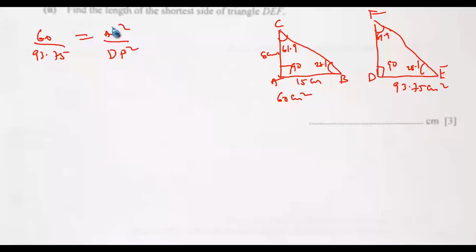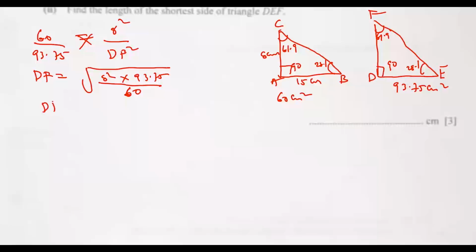And AC squared, let me key in the value straight away here. So it will be 8 squared. So now if you cross multiply and solve for DF, DF will be equal to the square root of 8 squared multiplied by 93.75, over 60. So if you do this, you get the value of DF to be equal to 10 centimeters. So that means DF will be 10 centimeters here.